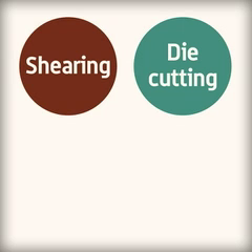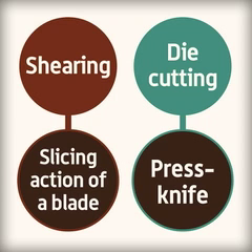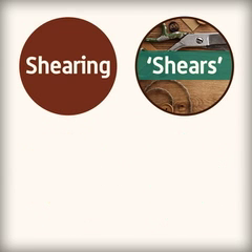Shearing and die cutting can be used on most materials. Shearing is the cutting or slicing action of a knife blade as it cuts the material, while die cutting works on a press knife principle. There are many types of shears.